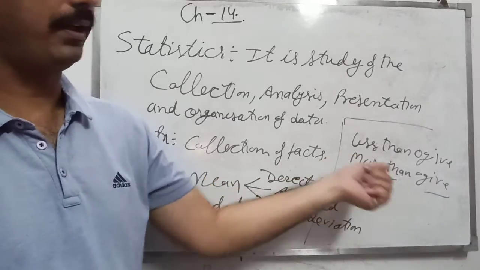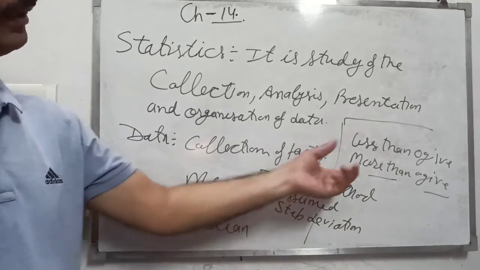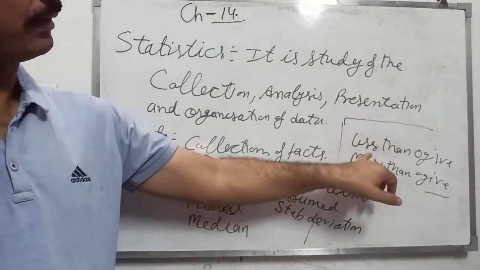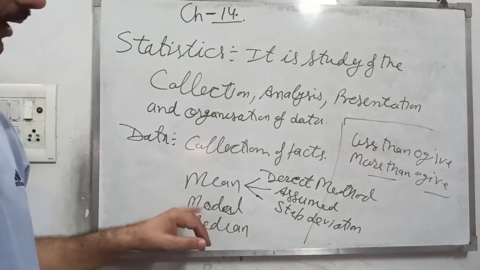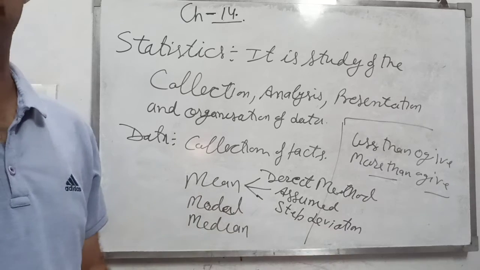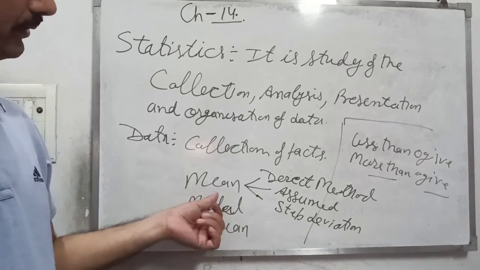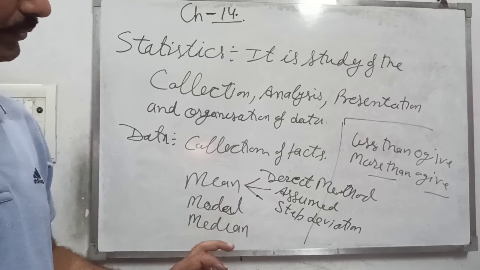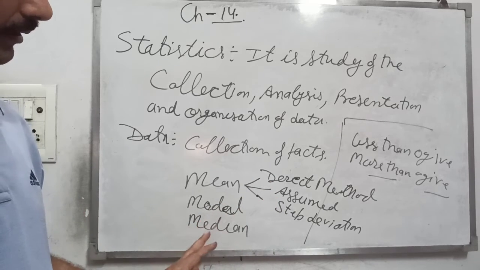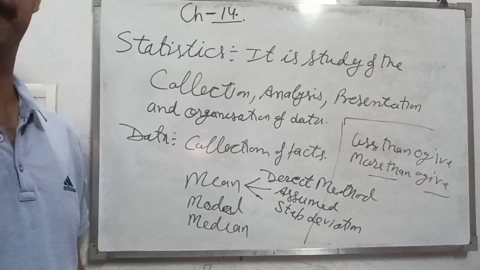Less than or give and more than or give. But this time CBSE cut the topics less than or give and more than or give, and also the step deviation method for the mean. So we have studied mean with the help of the direct method and assumed mean method, and mode and median, right?